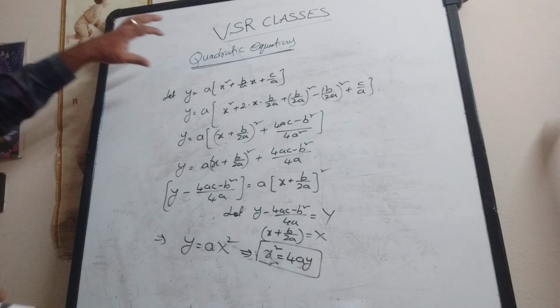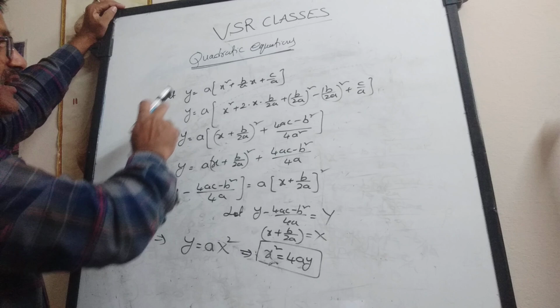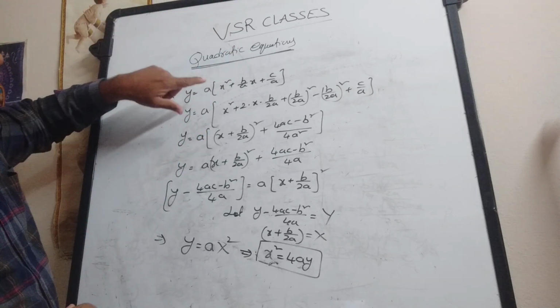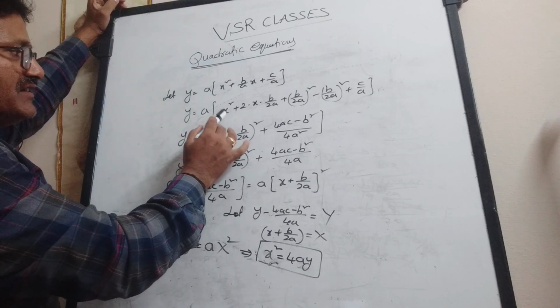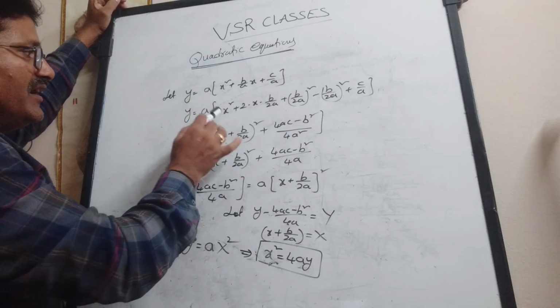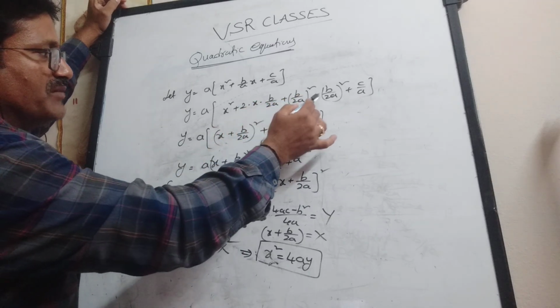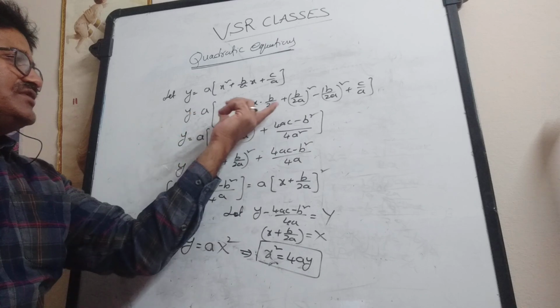Children, now y is equal to a into x square plus b by a x plus c by a. If I take a common from the equation, wherever it is not common, there it divides. And I will make this expression a perfect square: x square plus 2x into b by 2a plus (b by 2a) whole square minus (b by 2a) whole square, adding and subtracting c by a. So up to here is a perfect square.